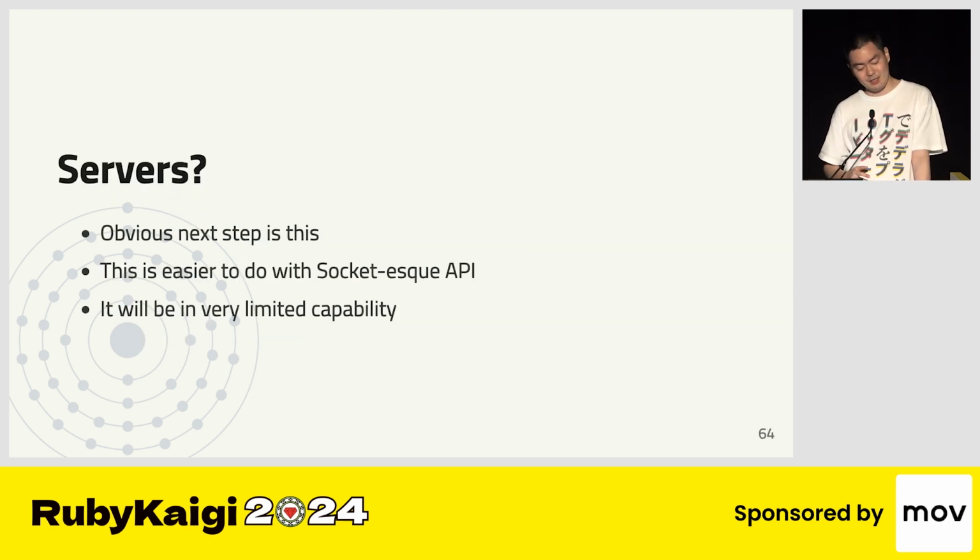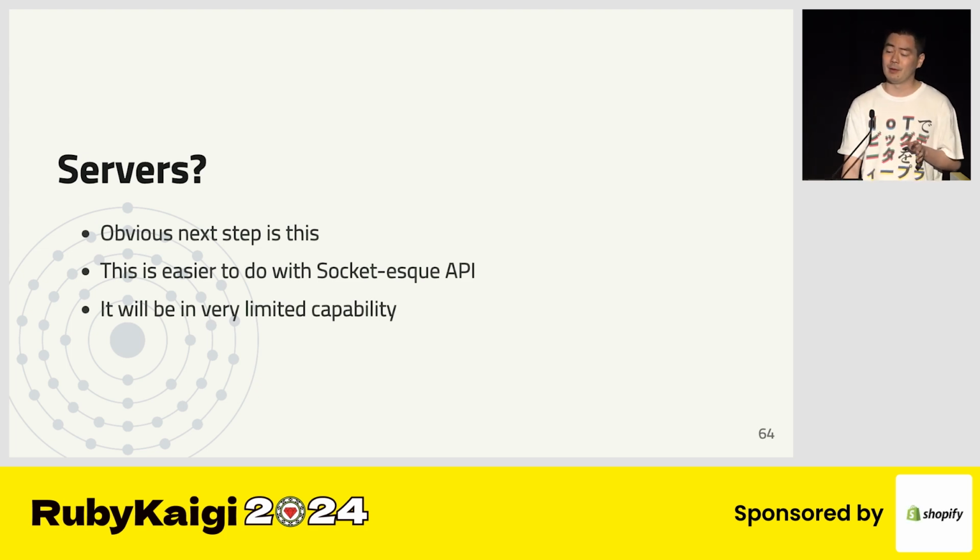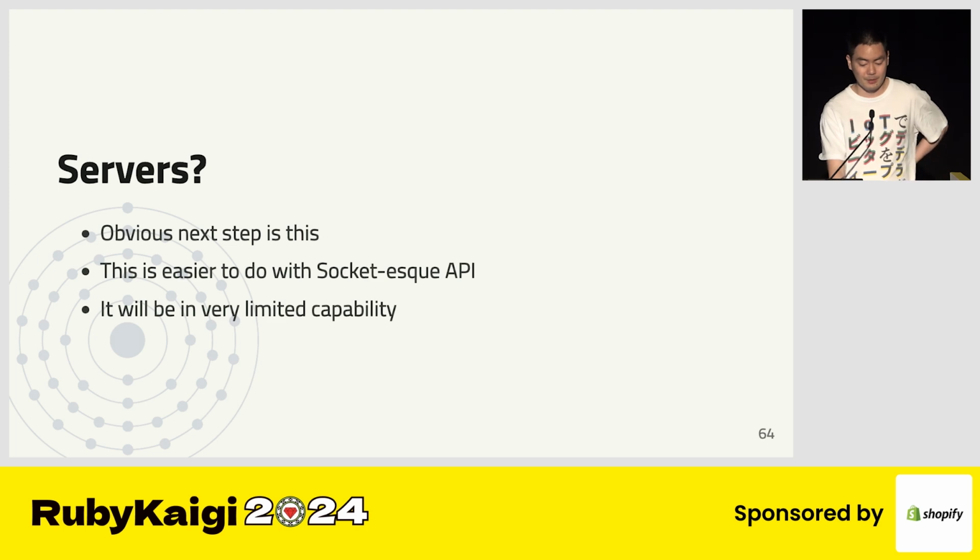Then the obvious next step will be servers. This is actually in the works right now with the current API, but I need to come up with a Ruby API design that will allow Ruby code to handle responses. And this will be significantly easier to do with the socket-esque API. But it will be in very limited capability because PicoRuby also has very limited capability.